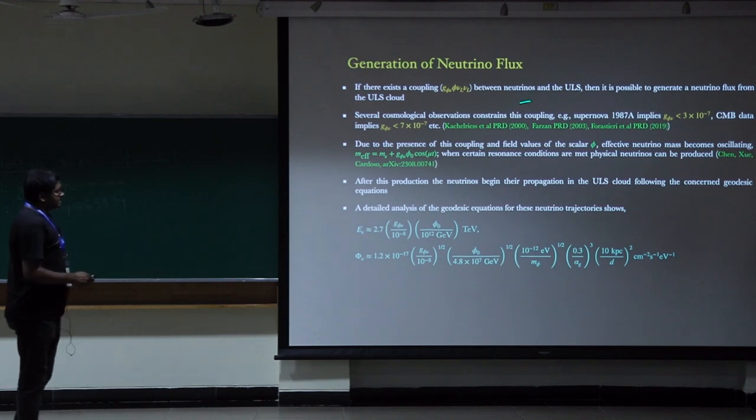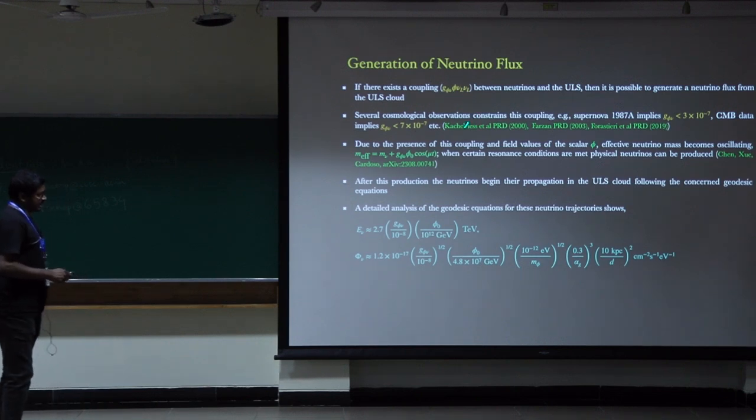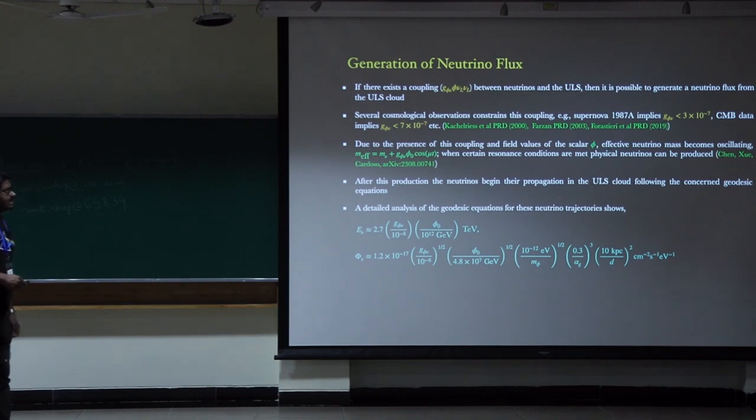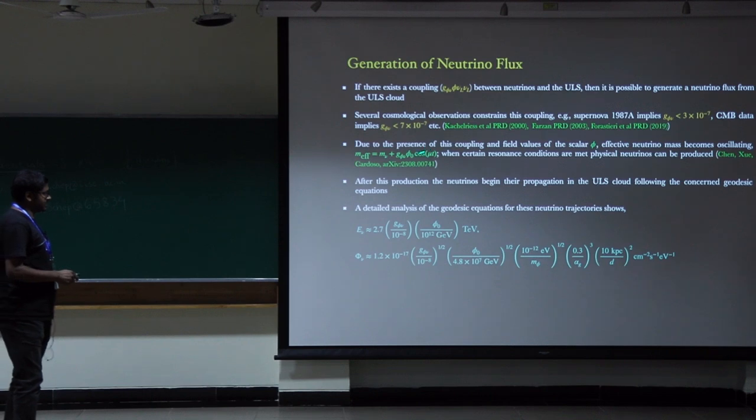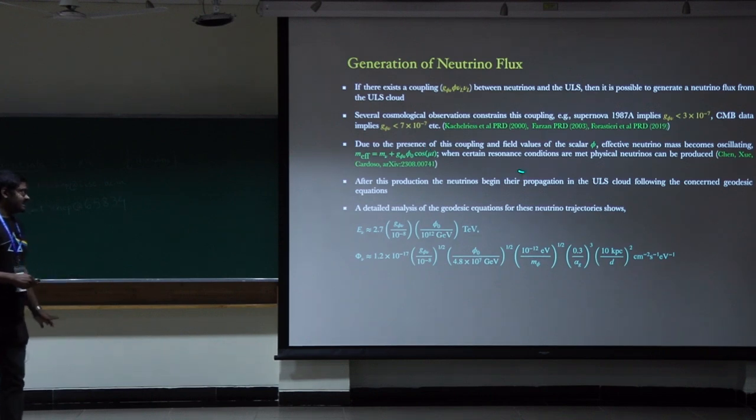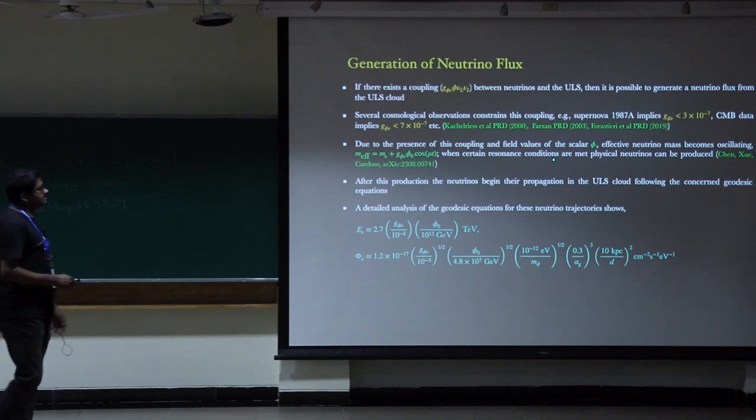Now, due to the presence of this coupling and this background field phi, the effective neutrino mass becomes oscillating, and it becomes of this form. And then under certain conditions, some kind of resonance conditions are met, and then the physical neutrinos can be produced.